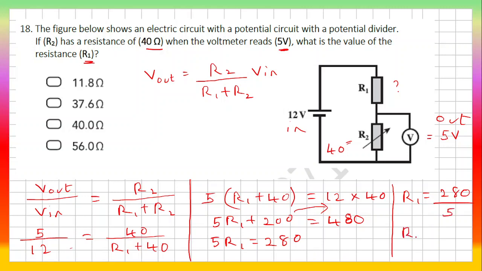Yes. So what is R1? So 280 you divide by 5. Yes, it's here. So it's coming to 56 ohms.